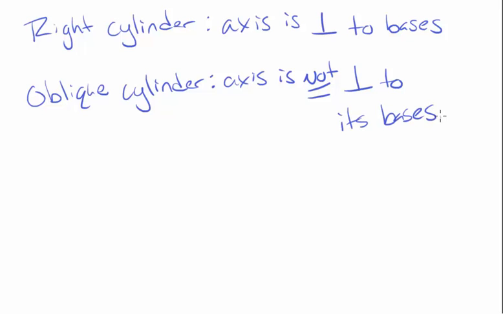So these are the final 2 definitions. Again, the right cylinder has its axis perpendicular to the bases, and an oblique cylinder has its axis not perpendicular to its bases. So using these definitions, we're going to go over in class the formulas for prisms and cylinders, as well as a few more vocabs, and do some examples in class.